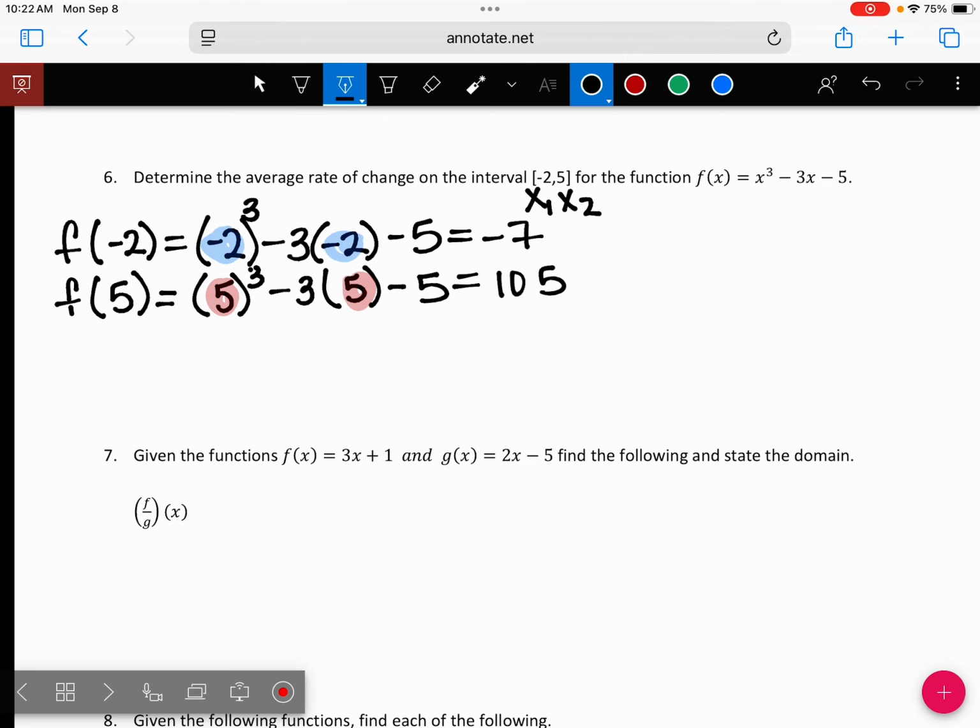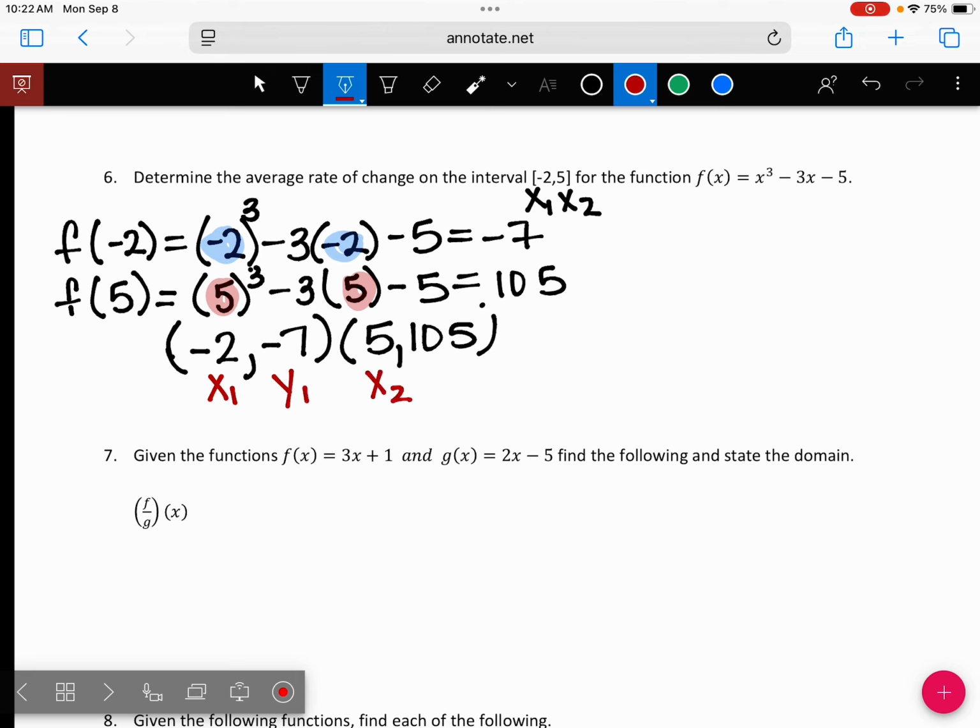Okay, so what you should have gotten was a negative 7 and a positive 105. So that means that my ordered pairs are (-2, -7) and (5, 105). So this is my x1, y1, and this is my x2, y2. And the formula for slope, going back to good old Algebra 1 days, is y2 minus y1 over x2 minus x1.